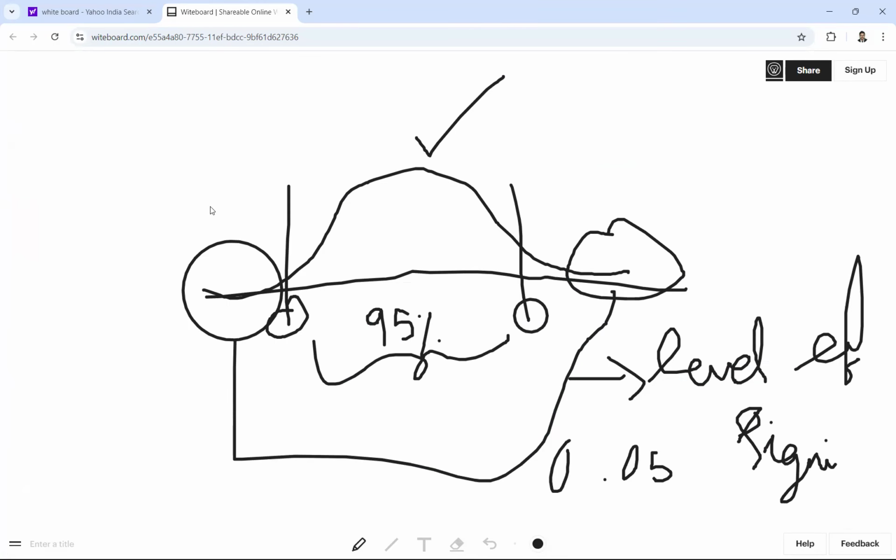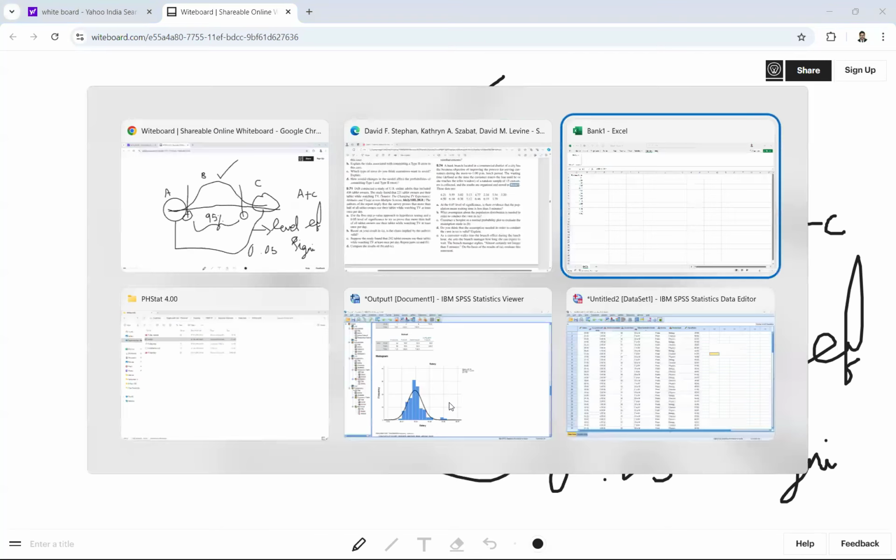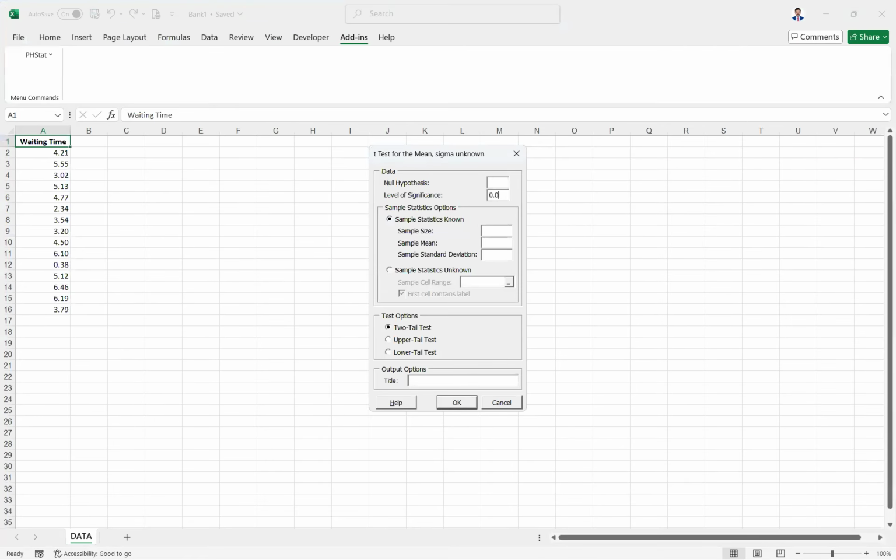Now, as per the graph, let me call this region A, this region B, and this region C. Now, what is level of significance? A plus C. Correct. Now they gave me that. Indirectly, they are saying B region, the confidence interval, is 95%. Now that is clear. Let me put what I know. 0.05 is known.